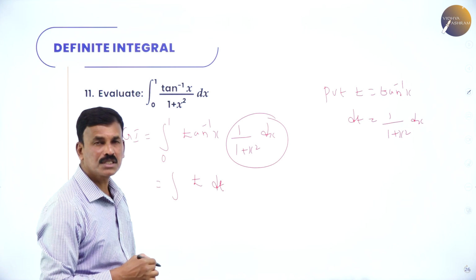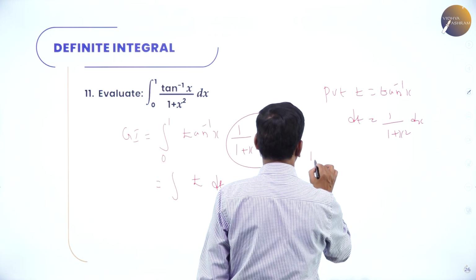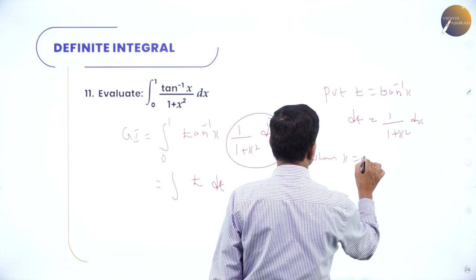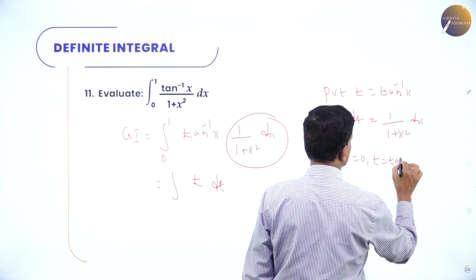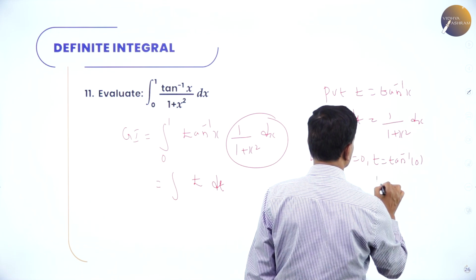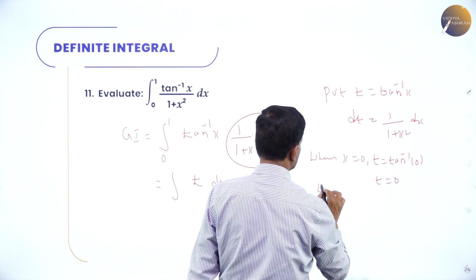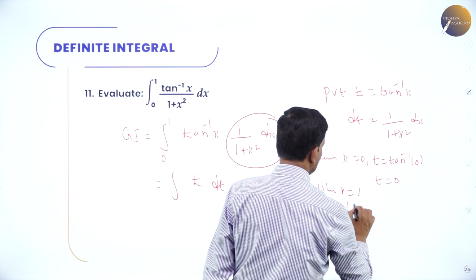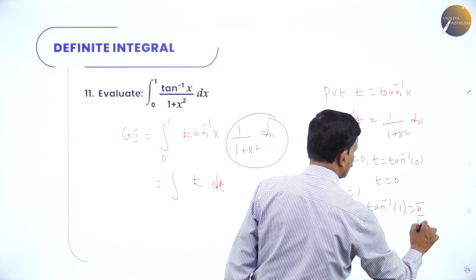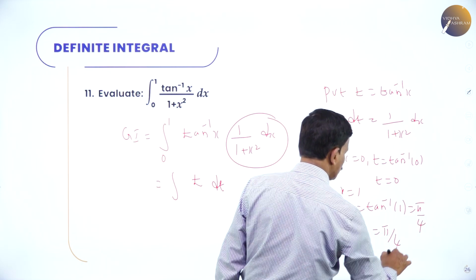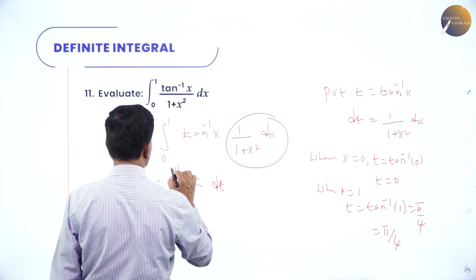Now what about the limits? Whenever the substitutions are taken, the value of the limits also changes. What is the lower limit? When x is equal to 0, t is equal to tan inverse 0, so that's equal to 0. Now what is the upper limit? Upper limit is 1. When x is equal to 1, t is equal to tan inverse of 1. What is tan inverse of 1? Pi by 4. So 0 to 1 becomes 0 to pi by 4.